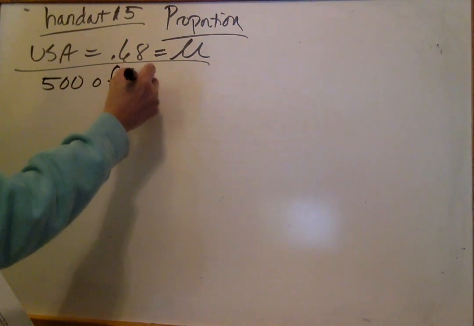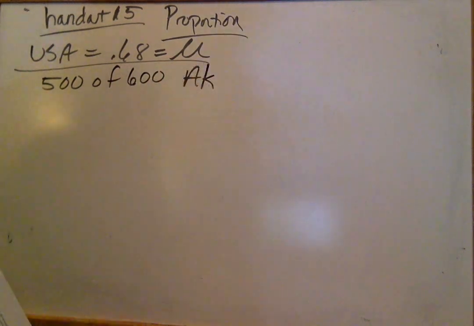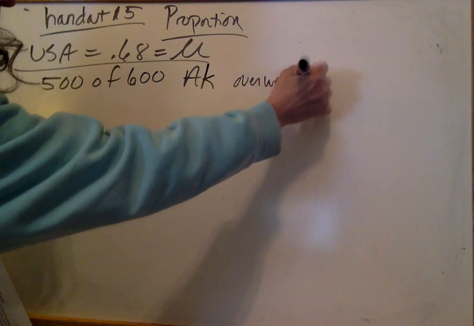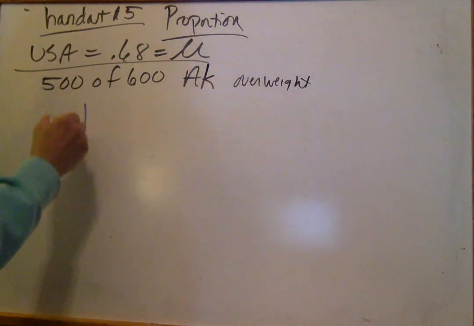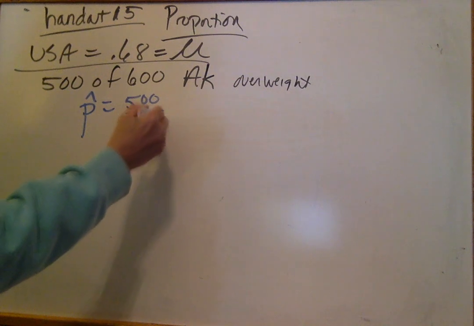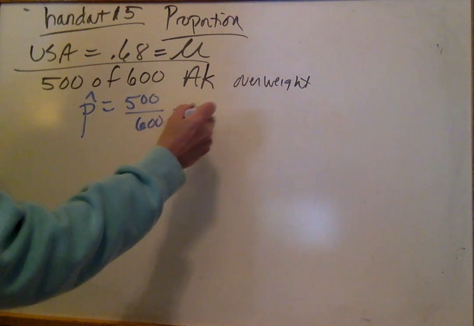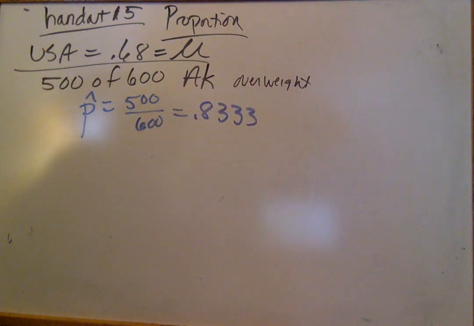500 of 600 Alaskans, I think Alaska's AK, are overweight. That's my sample information. Let me highlight that. If you want your p hat, it's 500 out of 600, which, just so we can talk about it, is 0.8333. So there's your sample proportion information.